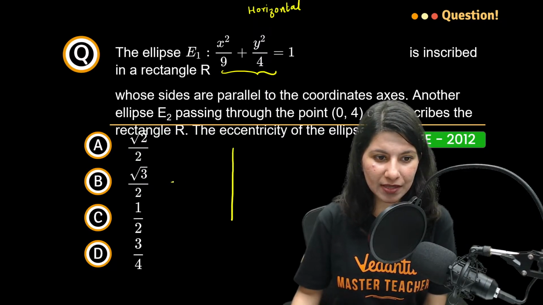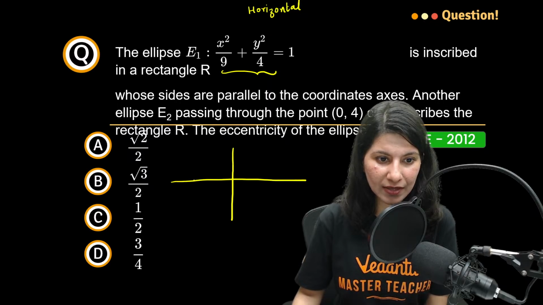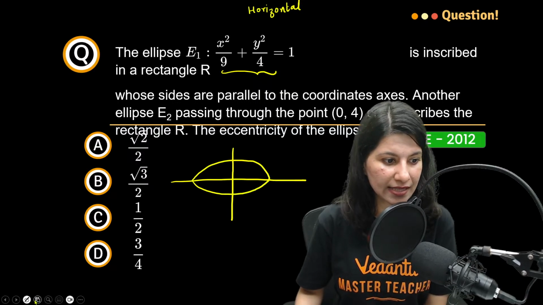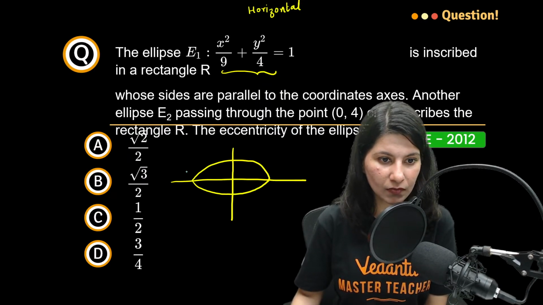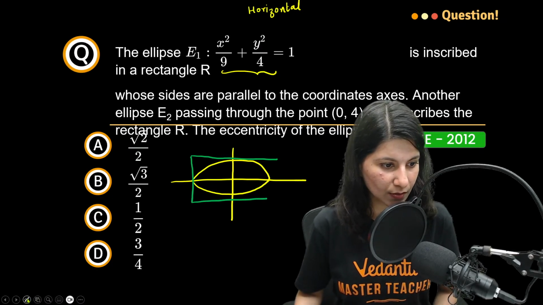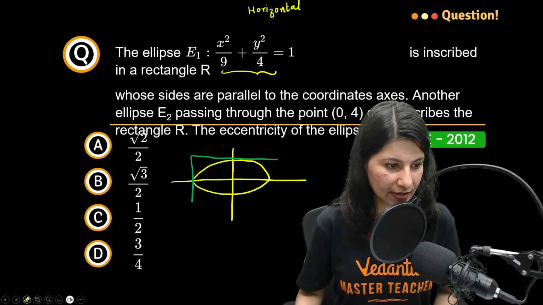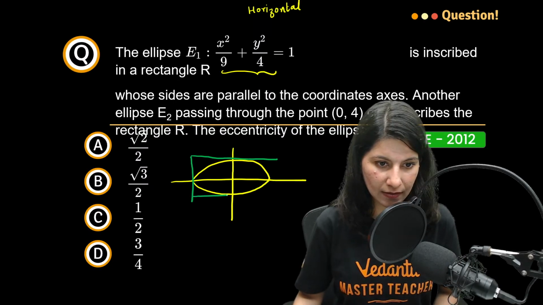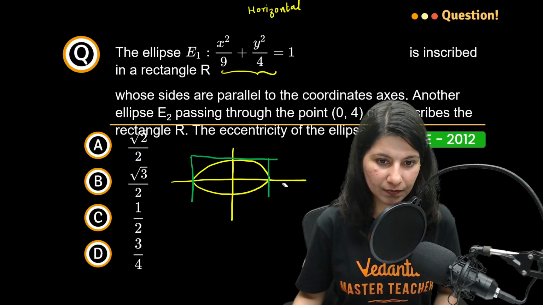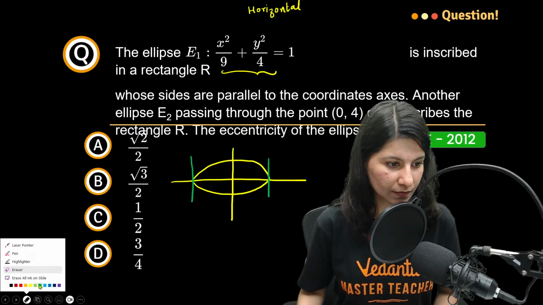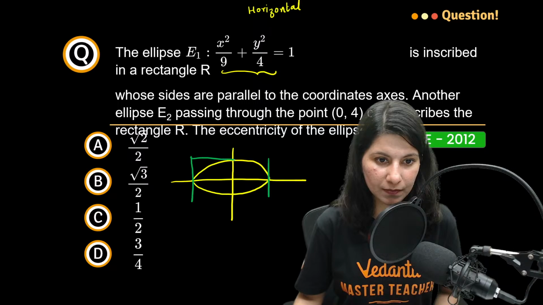This is a horizontal ellipse. So this is your ellipse, right? And this is inscribed in a rectangle. That's what they are saying. Oops. Hold on. Not like this. Yes. It is touching. Okay. Better.